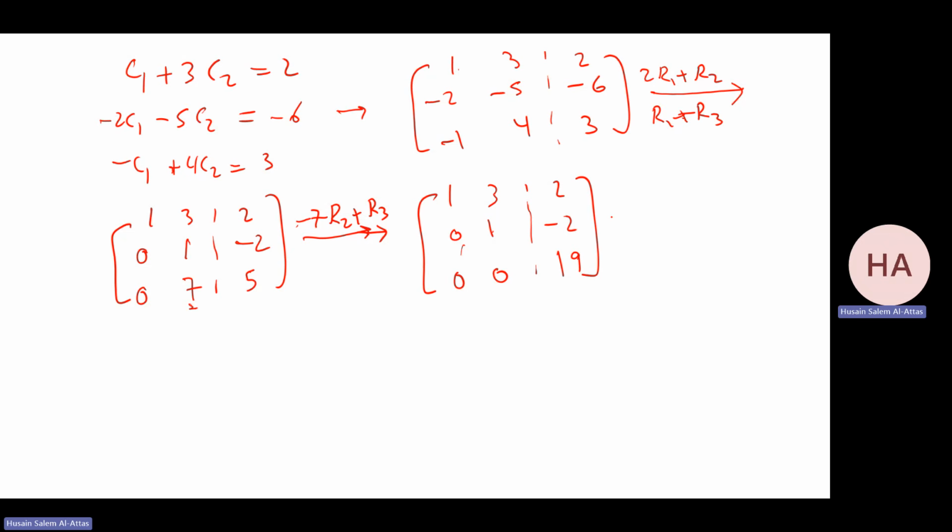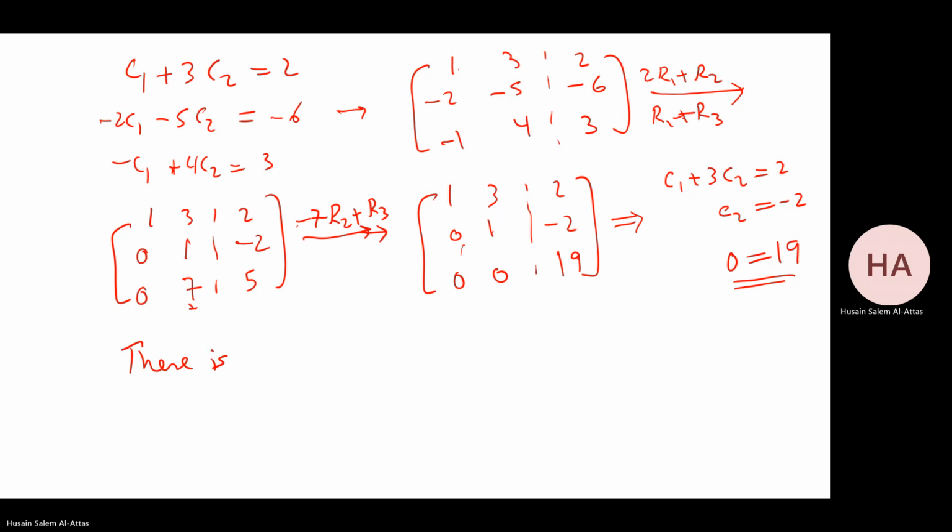So now these three equations are what? C1 plus 3C2 equals 1. C2 equals minus 2. And what I have here, 0 equals 19. There's a problem here. It means we cannot solve these three equations. There is no solution. So 0 cannot be 19 for these three equations.